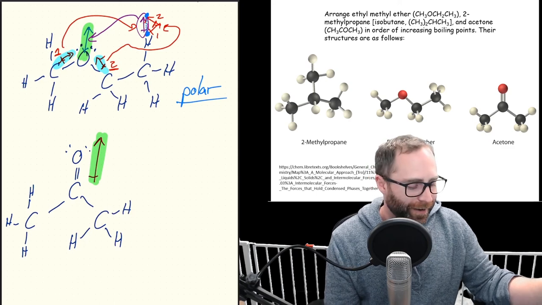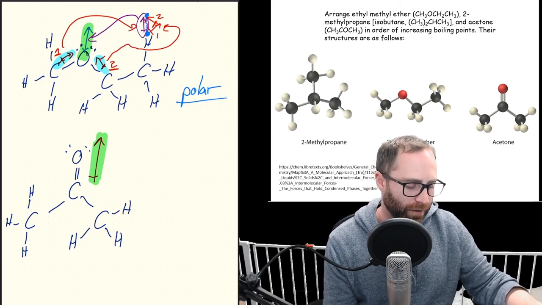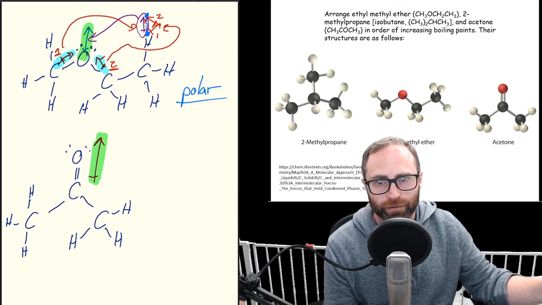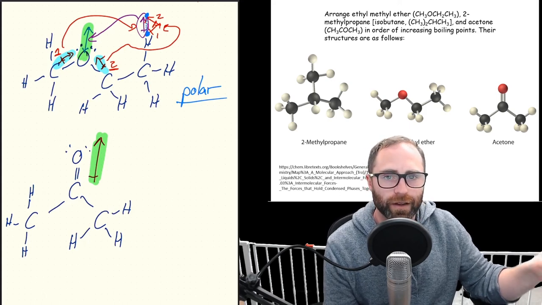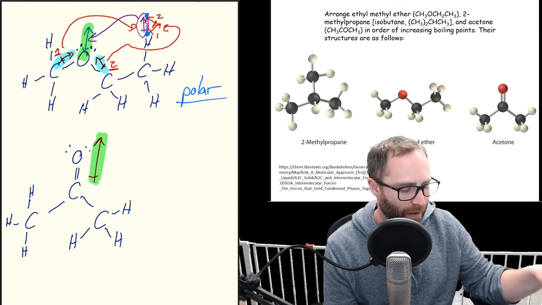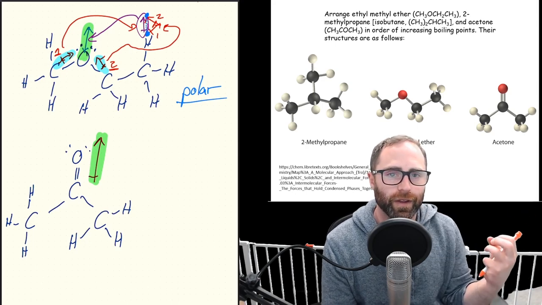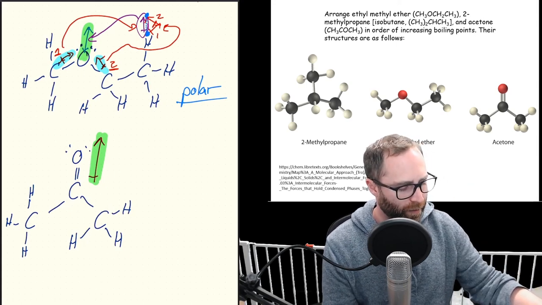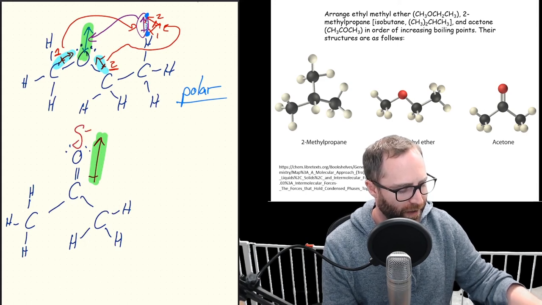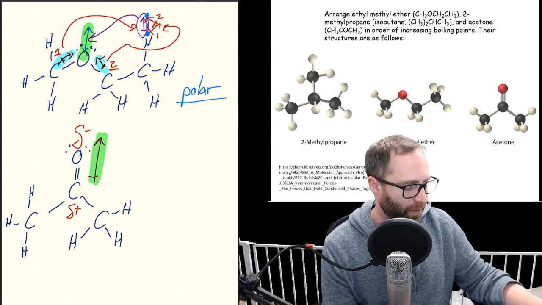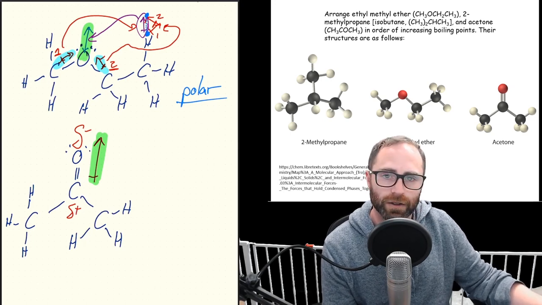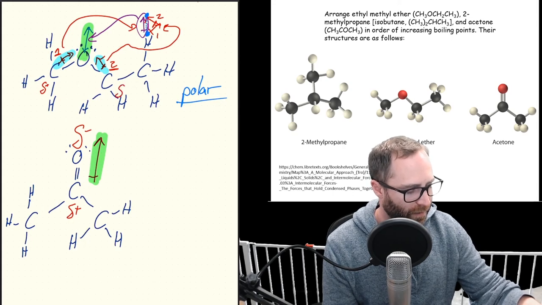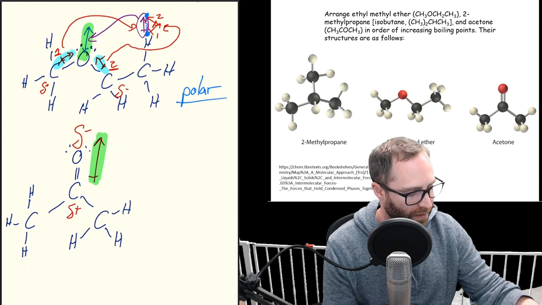The overall dipole moment on our ethyl methyl ester will be less than the overall dipole moment on our acetone. The carbon-oxygen double bond will allow that oxygen to pull more of the electron density towards it. If we were to draw an electrostatic potential map here, we would find a stronger partial negative on the oxygen and a partial positive on the carbon for this molecule, versus a slight partial positive on the two carbons surrounding the oxygen in our methyl ethyl ester.